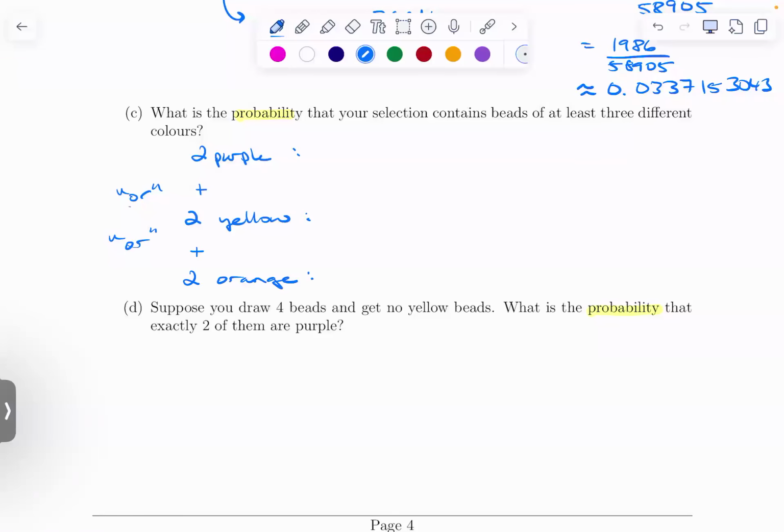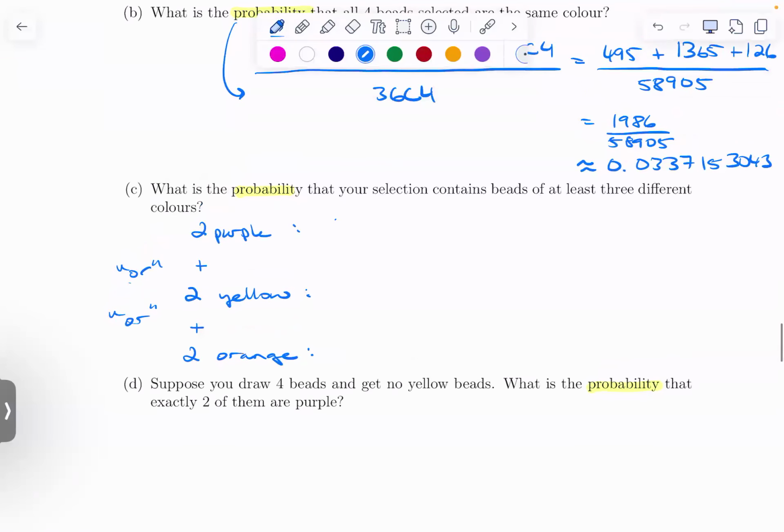How do I get 2 purples? Well, from 15, I have to choose 2. And I need at least 3 different colors, which means I have to force the other 2, one of each. Otherwise, I won't have the 3 different colors. And so I need 12 choose 1 and 9 choose 1. And when you're saying "and," you're multiplying. So I get 11,340 for that one.